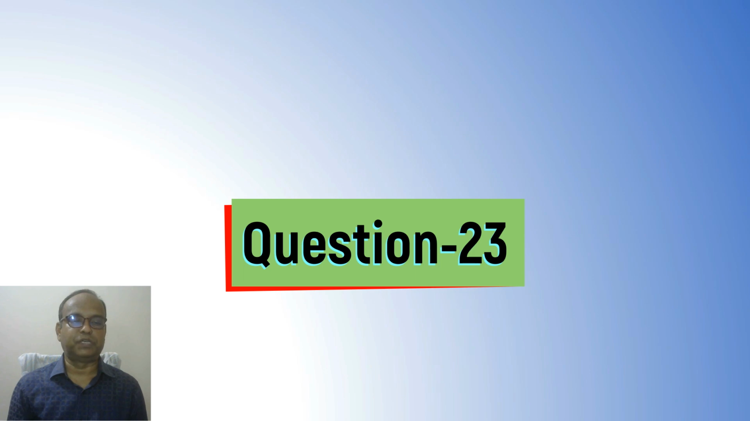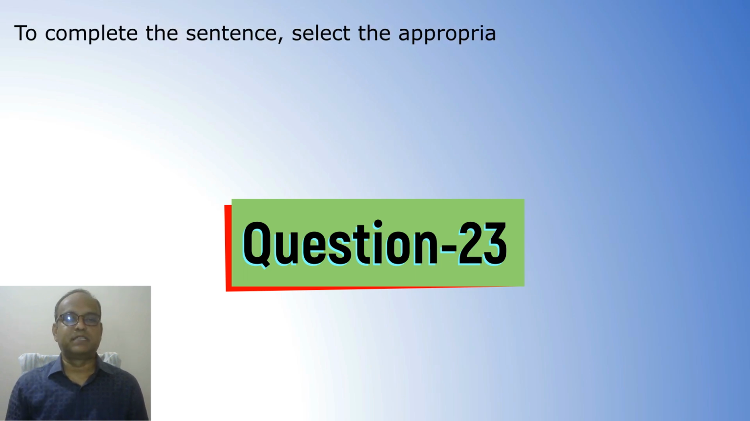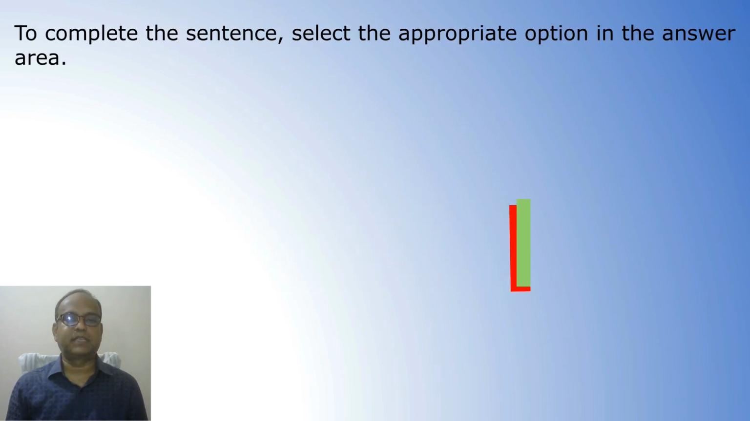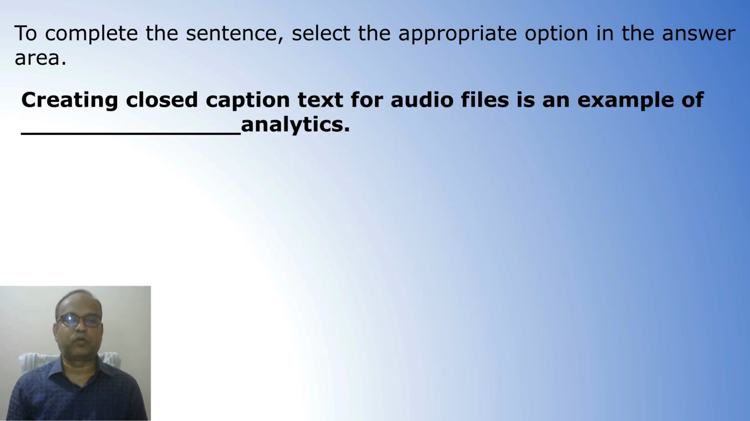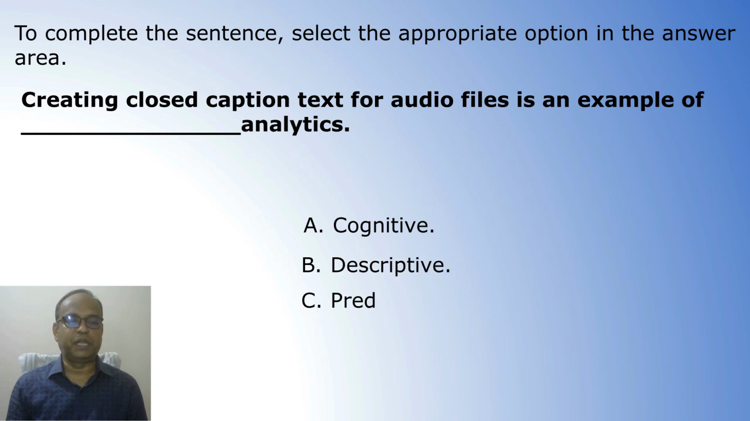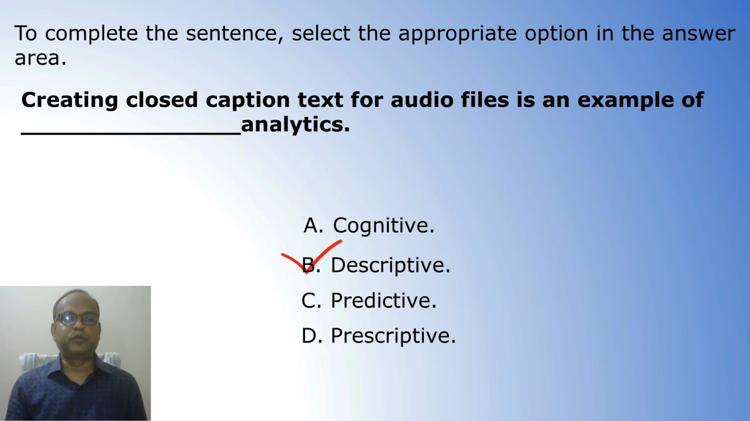Question number 23. To complete the sentence, select the appropriate option in the answer area. Creating closed caption text for audio files is an example of dash analytics. Option A, cognitive. Option B, descriptive. Option C, predictive. Option D, prescriptive. Answer. The correct option is descriptive analytics.